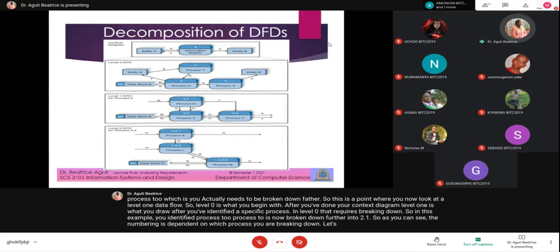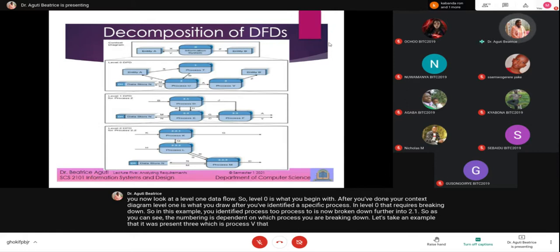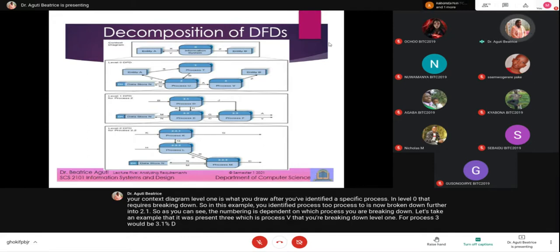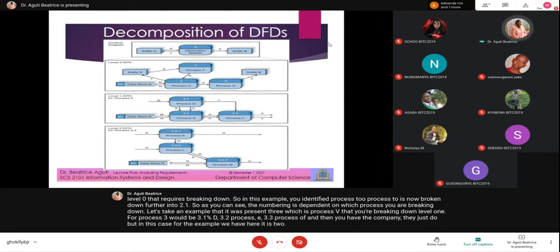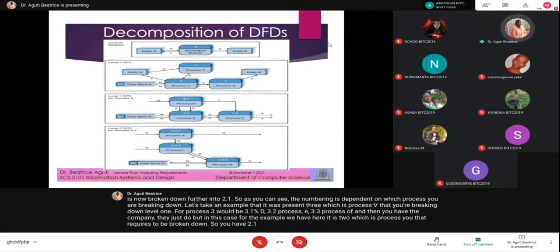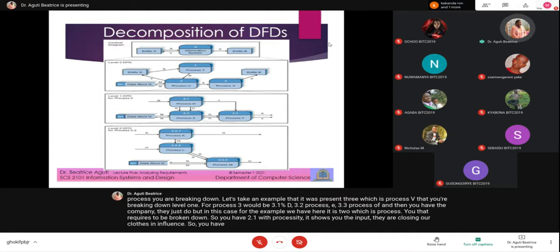Let's take an example that it was process three, which is process V, that you're breaking down. Level one for process three would be 3.1 process D, 3.2 process E, 3.3 process F, and then you have the accompanying data store. But in this case, for the example we have here, it is two, which is process U, that requires to be broken down. So you have 2.1 with process D. It shows you the inflows and outflows. So you have 2.1 process D, 2.2 process E, 2.3 process F.